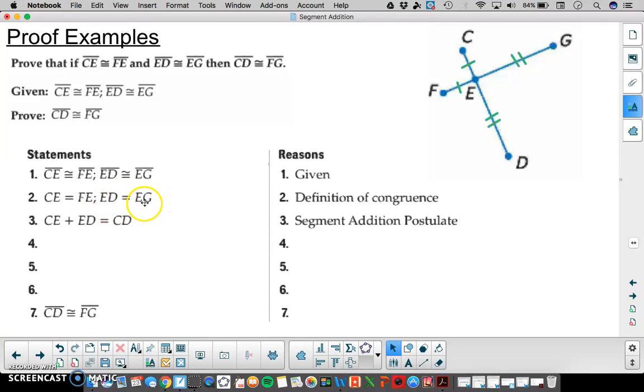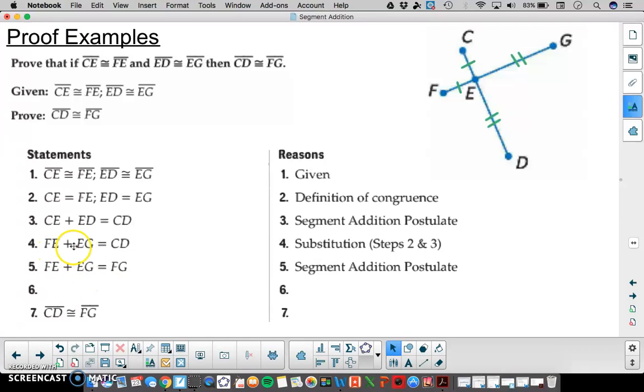Now, because I knew that CE was equal to FE, that measure was equal, and the measure of ED is equal to EG, I can actually substitute those measures in for the ones we had previously. So instead of CE, I can have FE. Instead of ED, I can have the measure of EG by substitution. I also know by the segment addition postulate that these pieces, FE and EG, is equal to the whole measure FG.